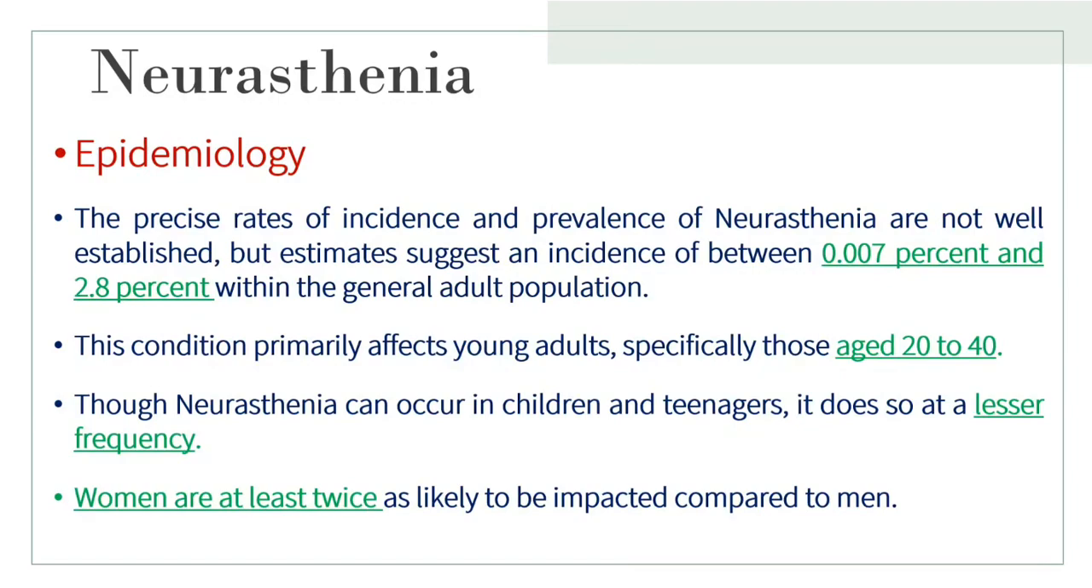Regarding the epidemiology, the precise rate of incidence and prevalence is not well known, and estimates suggest an incidence between 0.007% and 2.8% within the general adult population. This condition primarily affects young adults, specifically those aged between 20 to 40. It can occur in children and teenagers, but it does so at a lesser frequency. Women are at least twice as likely to be affected as men.